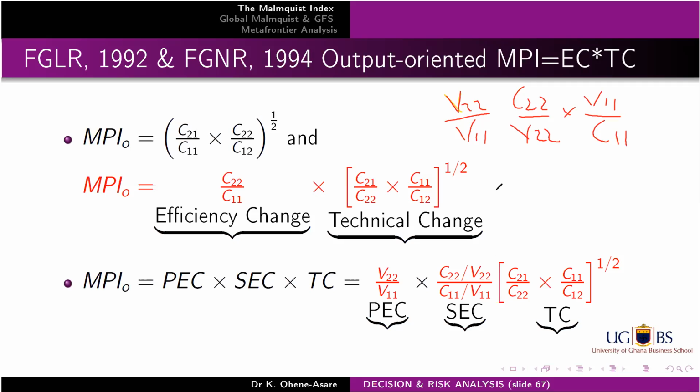If you look at what is happening here, this whole thing is a pure efficiency change and a scale efficiency change. The pure efficiency change is the first part. The scale efficiency change is the second part. But watch that we can cancel and come back to the original one, C22 over C11. How? We can cancel this and this, and then we can also cancel this and that, and we'll be left with C22 over C11.